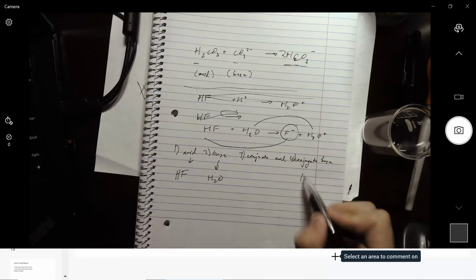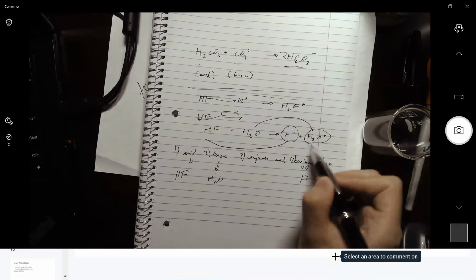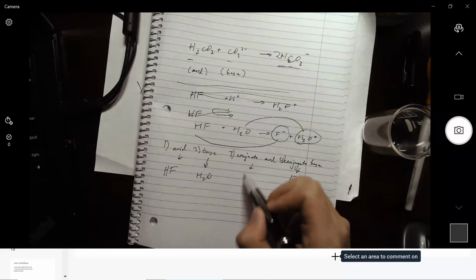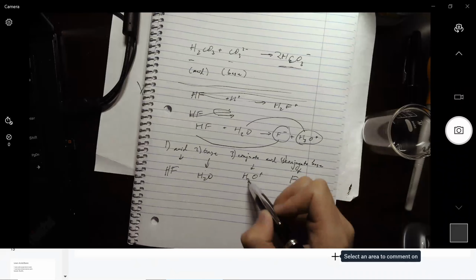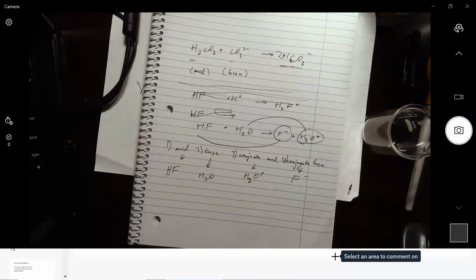So our conjugate base is F minus. And of course, this is not a base. This is an acid. So our conjugate acid is H3O plus. So does that clarify what conjugate acids and conjugate bases are? Okay. So let's do the rest of the problems.